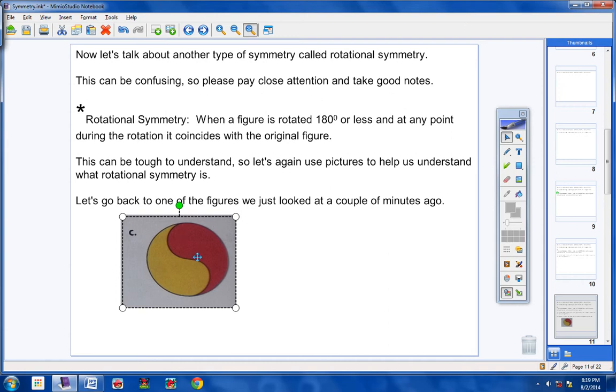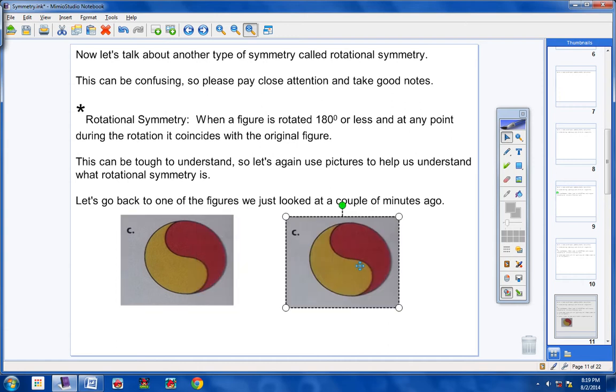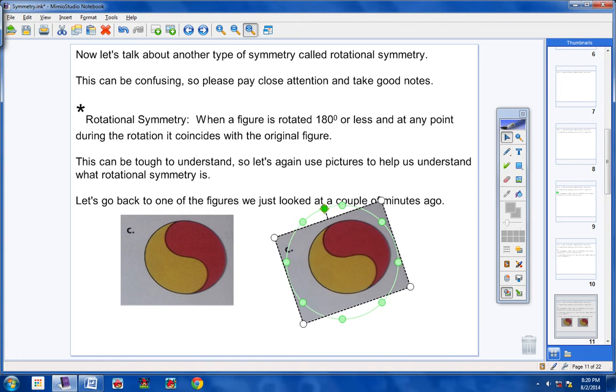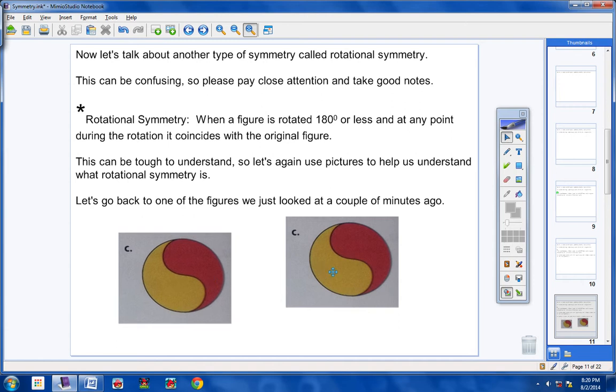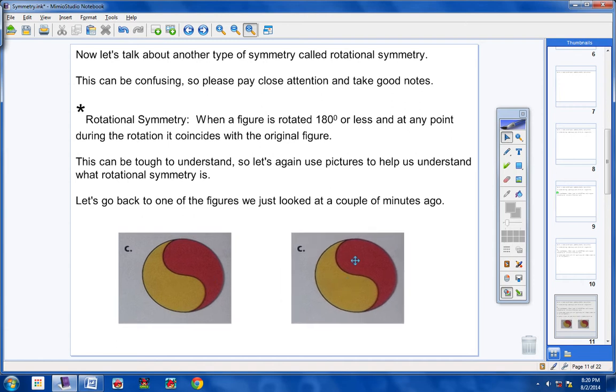But I went ahead and I copied this. All right, there we go. Now, I'm going to see if at any time as we rotate this, we have a figure that coincides with the original. So here we go. I'm going to take this and start turning it, okay? Now remember, when I say coincides with the original, we're not looking at the colors, just the lines, okay? And let's review. Remember, this figure here did not have line symmetry. Okay, let's see if it has rotational symmetry.